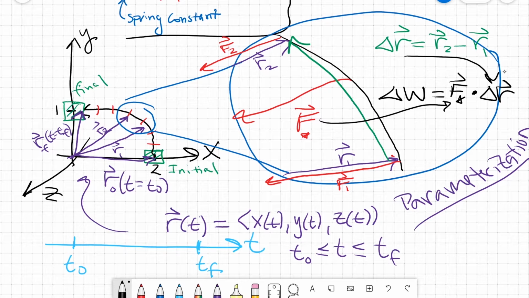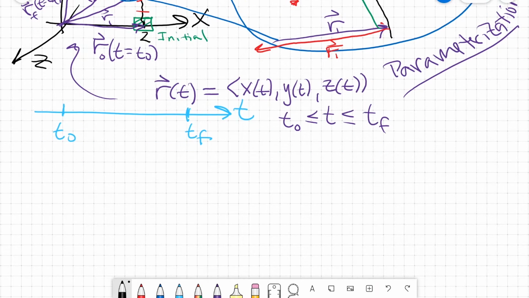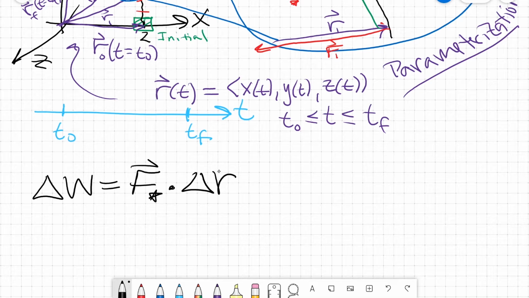So let's now return back to our work formula for the small segment. The small amount of work done in one of these tiny segments is going to equal F star, the force when we're traveling through that segment, dot delta R, which is the change in position vector throughout that segment, also called the displacement.